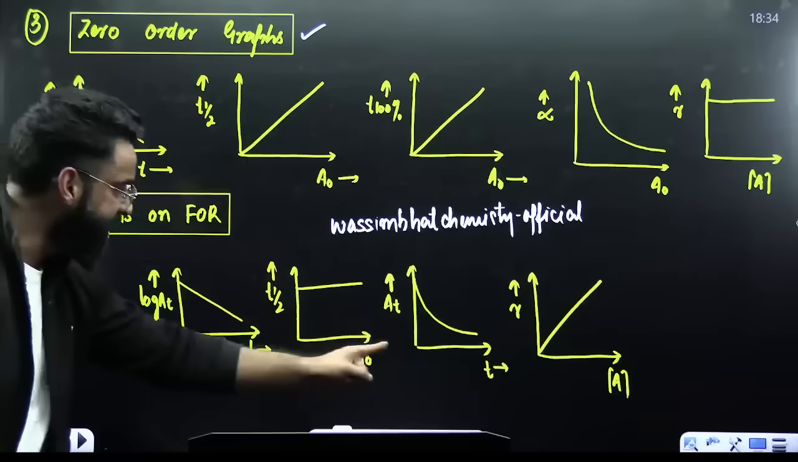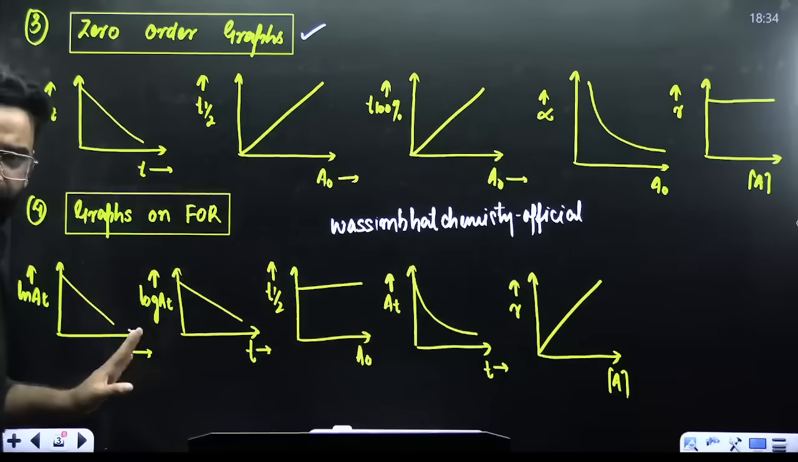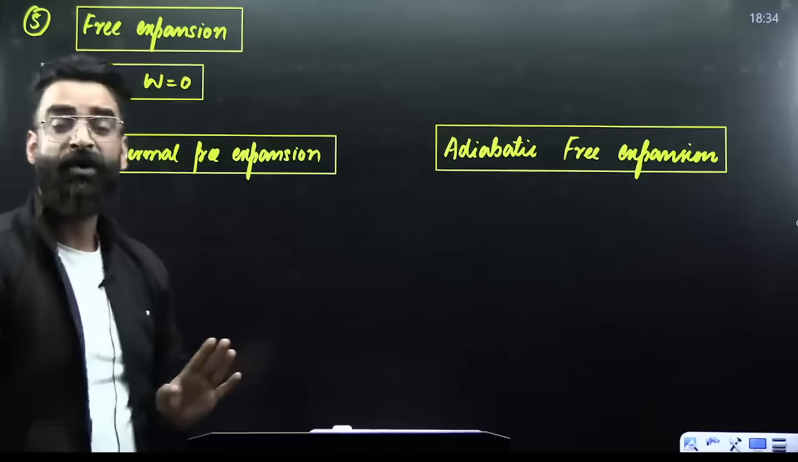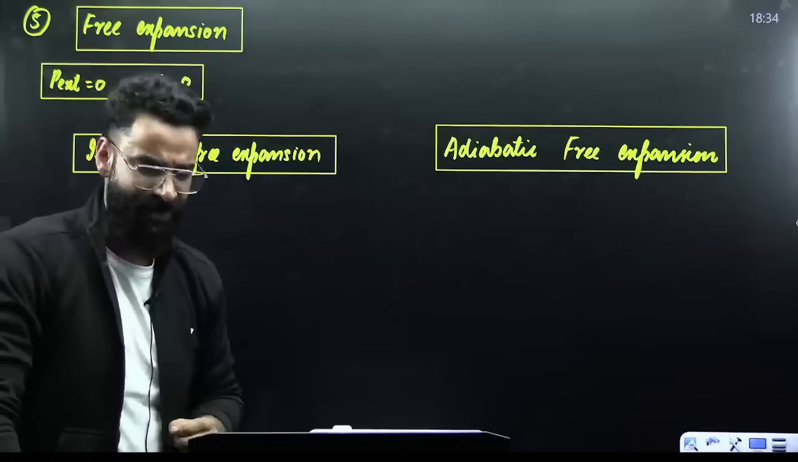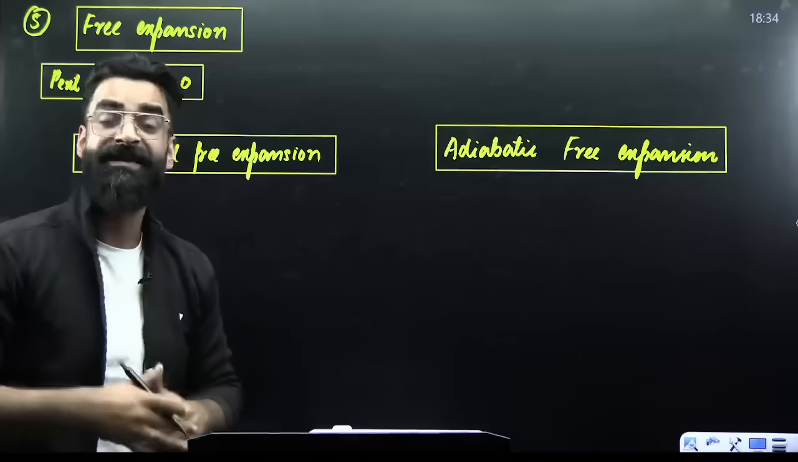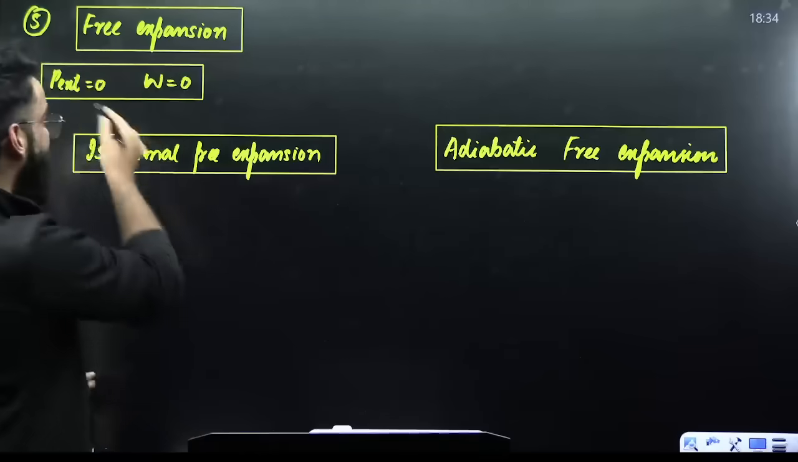Similarly, guys, as I told you, these are the graphs which are basically valid for the first order reactions. Remember them as well. Now, a question can be asked about free expansion. How do we define free expansion? Free expansion is expansion in vacuum. Expansion of gas in vacuum. Expansion against zero external pressure.